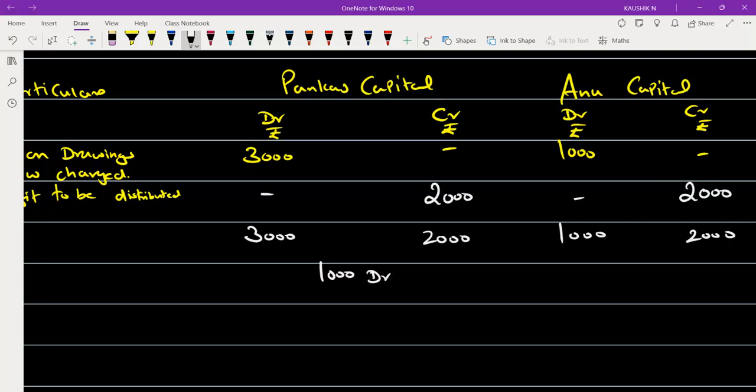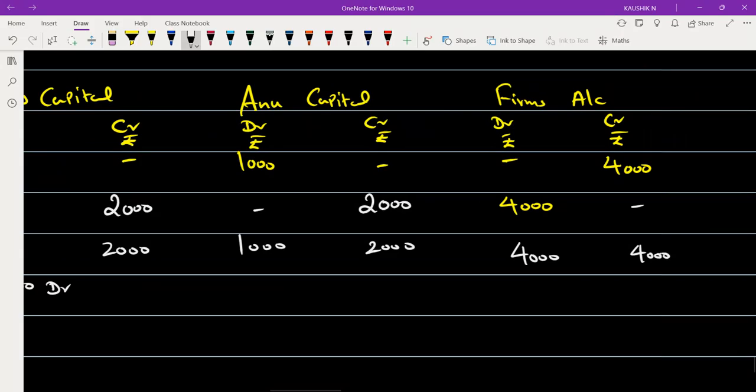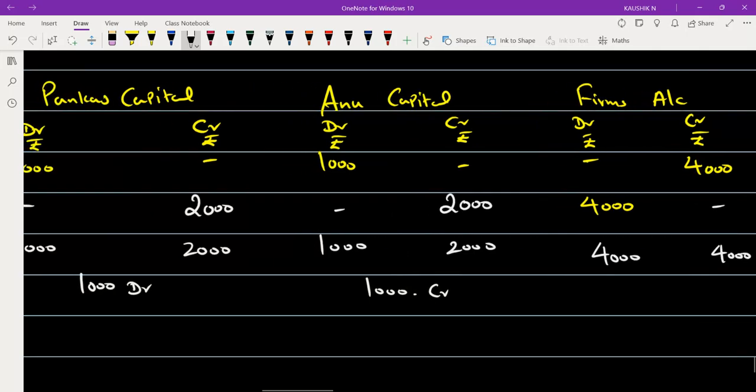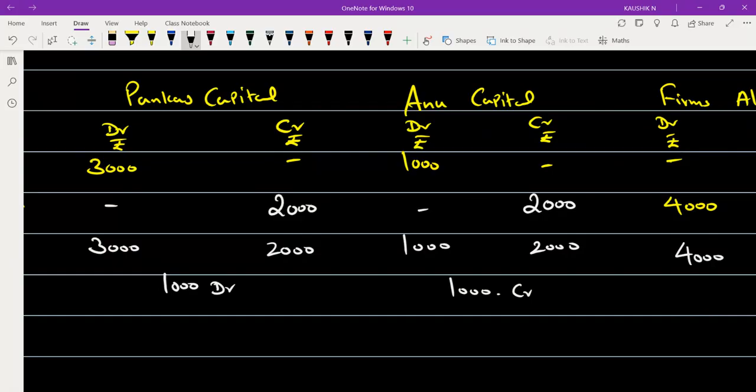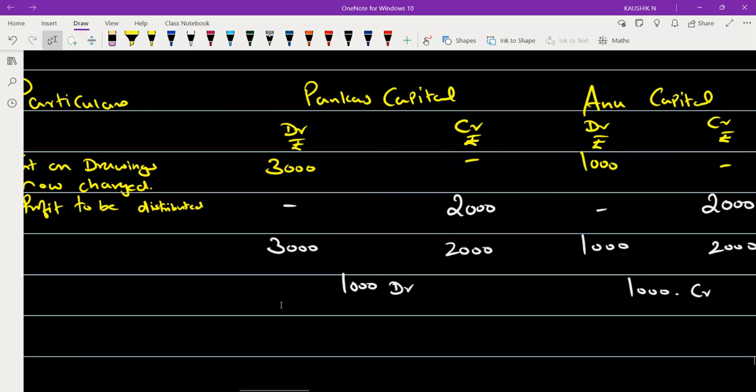So record that on the debit side over here. For Anu, 1000 and 2000, the difference is 1000. Which side is heavier? Credit side. Now you frame the entry. Whose capital should be debited, whose capital should be credited? That's it. Pankaj's capital account debited to Anu's capital account. Value will be 1000. Complete the concept there.